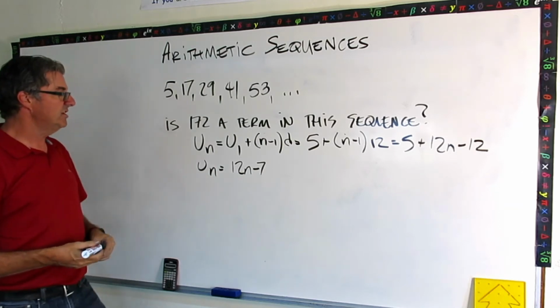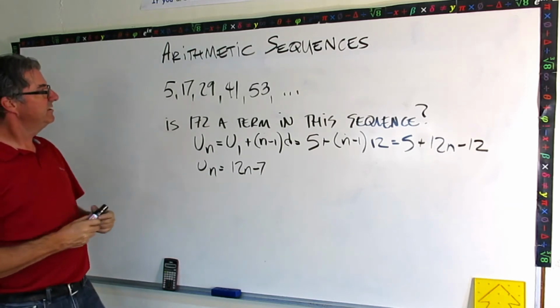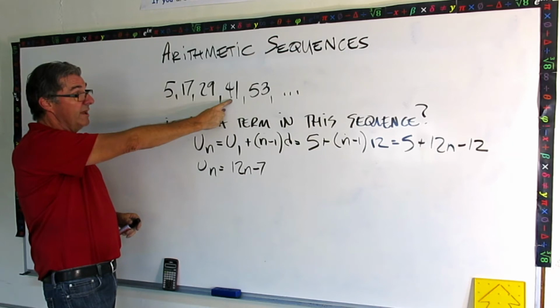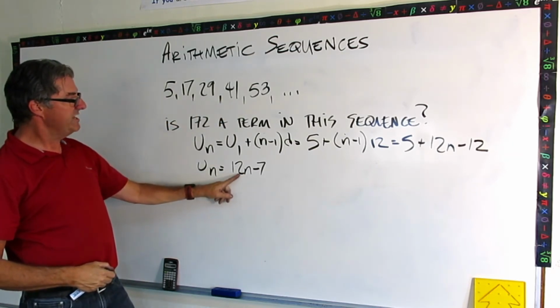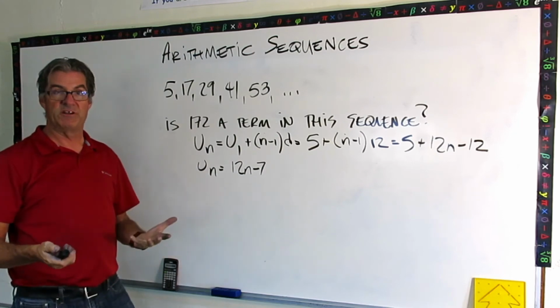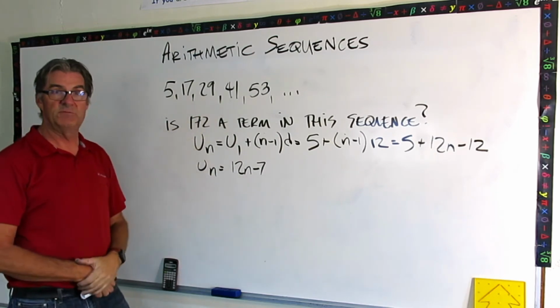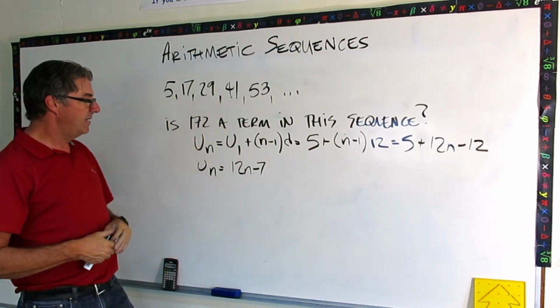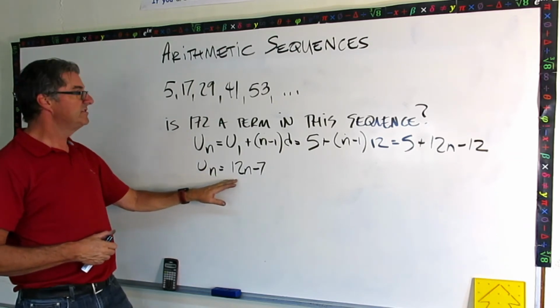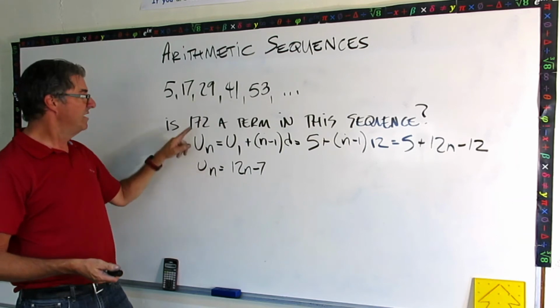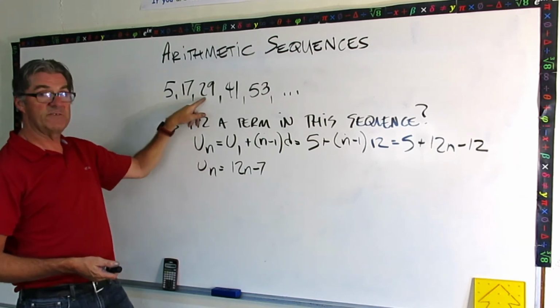And now we can take a look at that. So let's just test it. Fourth term is 41. So 4 times 12 is 48, minus 7 is 41. So this does work on the fourth term. So we're in good shape. Now, think about what you might do with this formula to verify or disprove that 172 is part of that sequence.